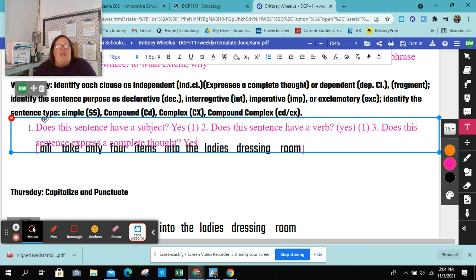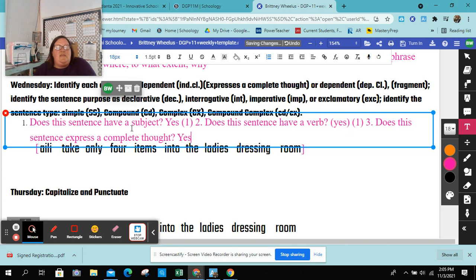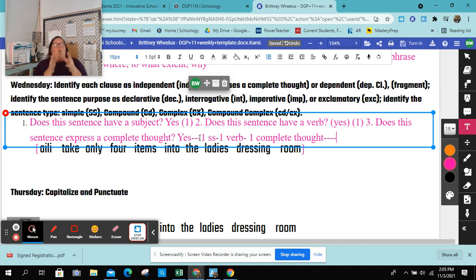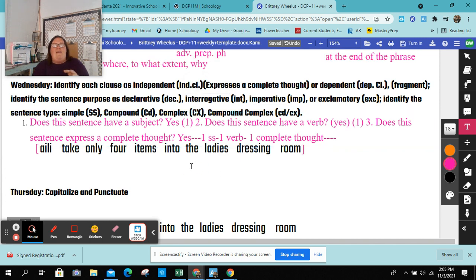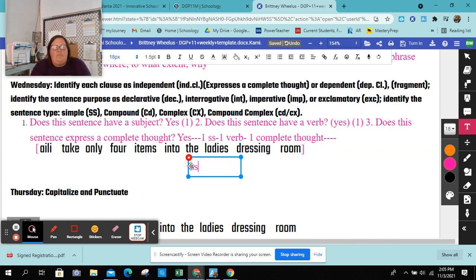Yes, it does. Okay, so what we have determined is that we have 1 simple subject, 1 verb, and 1 complete thought. Okay, based off of these responses right here, what type of sentence do I have? We have a simple sentence. Okay? Now, one simple sentence gives us what type of clause?